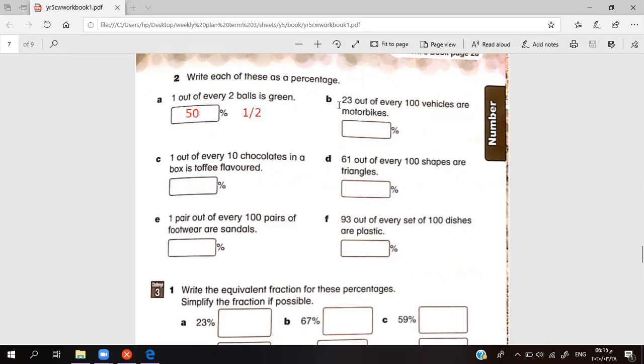Here: 23 out of every 100 vehicles are motorbikes. So he means 23 out of 100. What's the percentage here? It's very easy. 23.